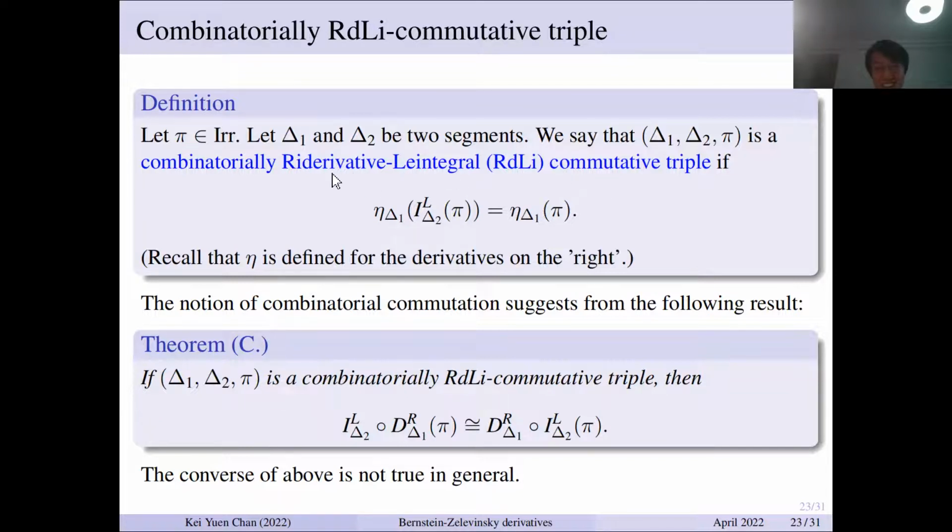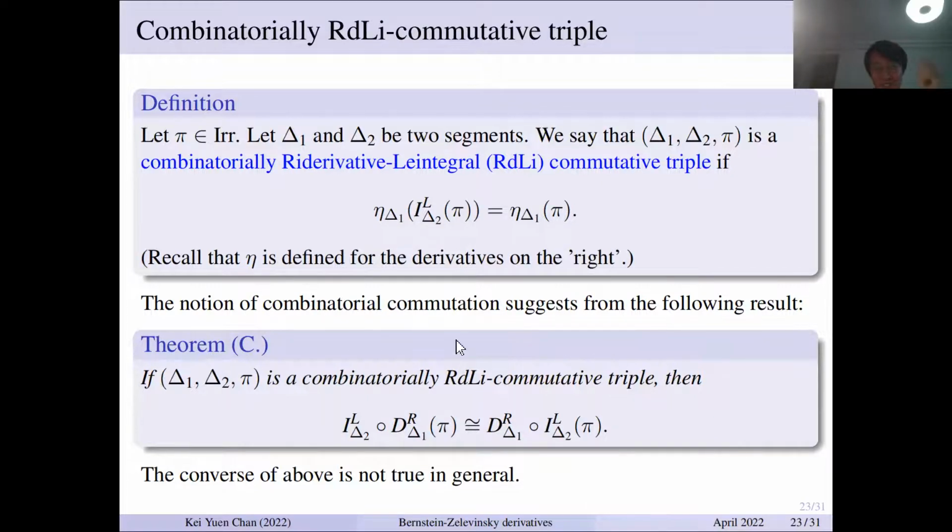So what does right derivative mean? Because we do an eta invariant here. Recall that we are doing it on the right, so the original right derivative. For the integral, we are doing it on the left, so I emphasize L here. And if such invariants are the same, then I call it such terminologies also. Okay. And why do I use commutative?